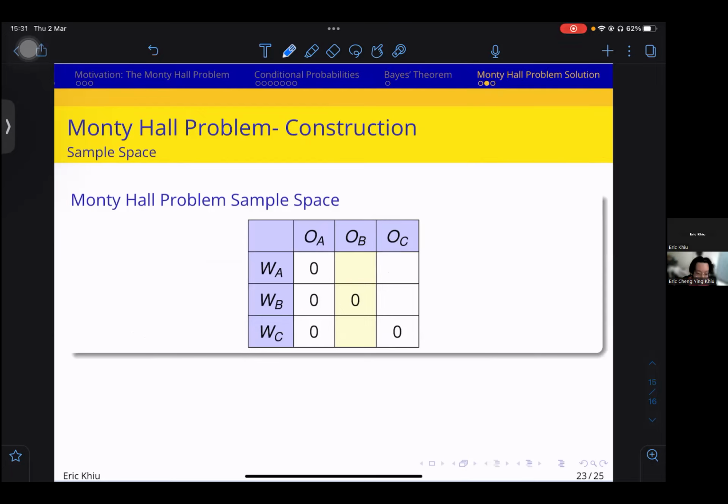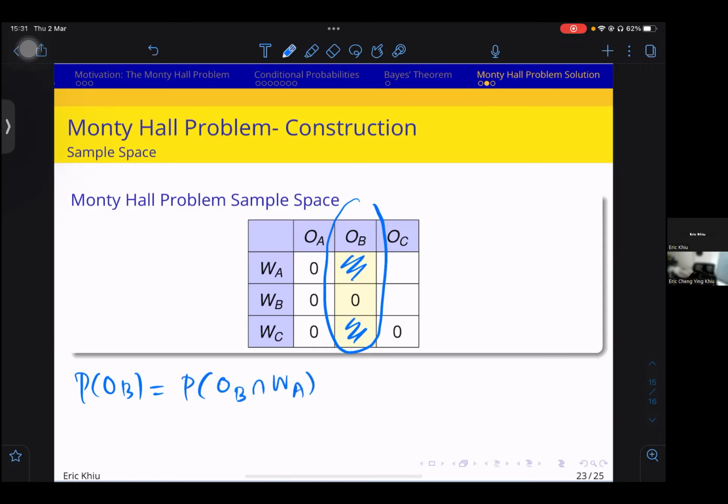P of OB essentially says that we are looking at this column of our sample space. This has something to do with independence, which I don't think I have time to go into in detail now, but it is essentially saying that P of OB is the sum of this probability and this probability. And how I defined this sample space earlier, this is the same as OB and WA plus, actually you should include OB and WB as well, but this is 0, so I just omit it, and OB and WC.